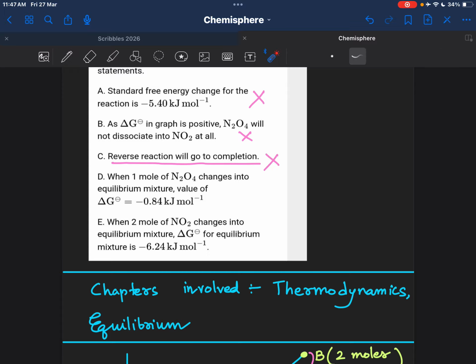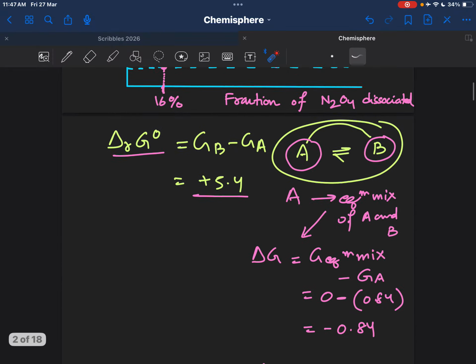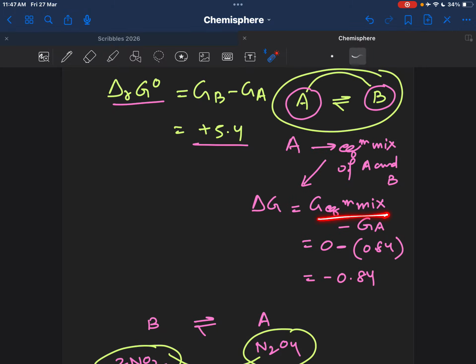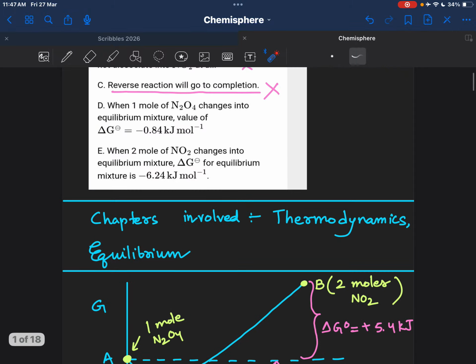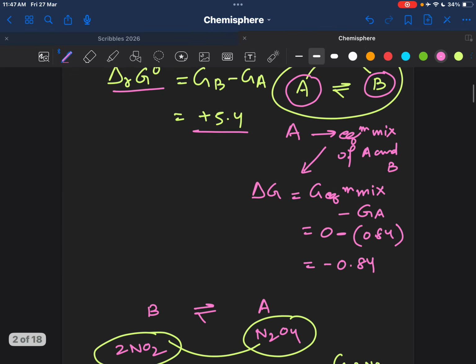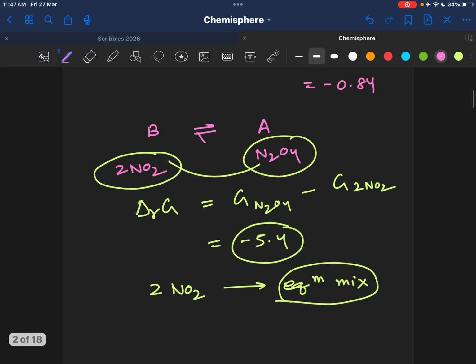Let us look at option D. When 1 mole of N2O4 changes into equilibrium mixture, the value of delta G naught is minus 0.84. We just calculated that, equilibrium mixture minus GA, that is minus 0.84. Correct, this statement is correct. And the final one, when 2 moles of NO2 changes into equilibrium mixture, delta G naught is minus 6.24. So how to calculate that?